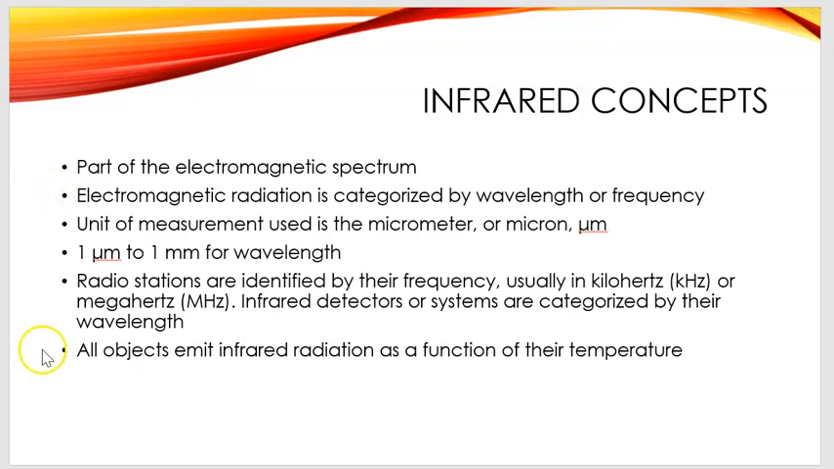But the key thought is all objects are emitting infrared radiation as a function of their temperature. In other words, the cold objects are not going to emit as much. Real hot objects are going to be emitting a lot of radiation, or infrared radiation.